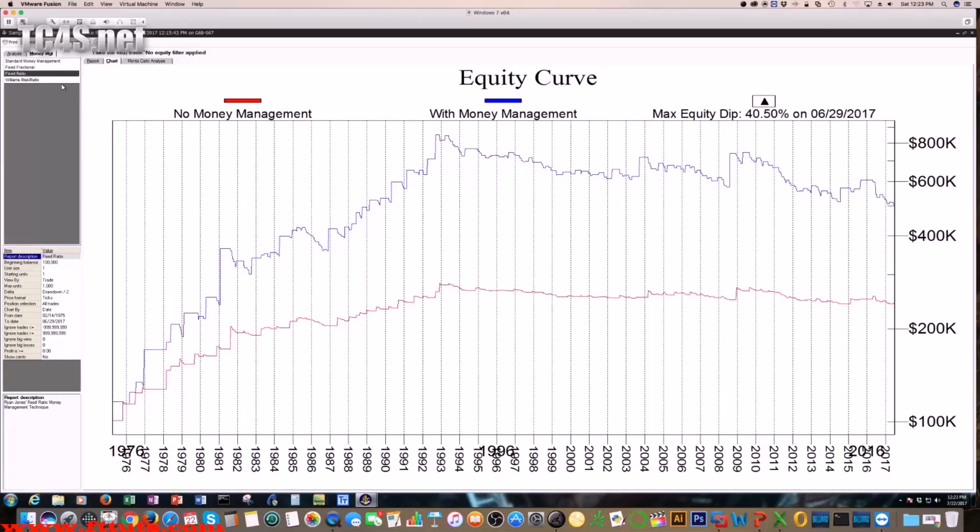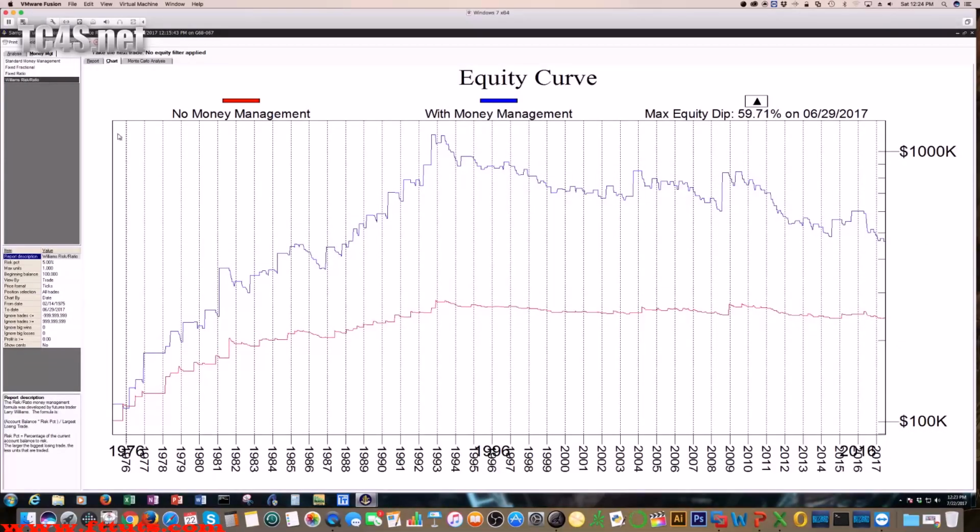Okay. Fixed ratio, we see that fixed ratio really outperforms. We moved from 400 to 600. We made an extra 200K just by doing a simple risk to outweighing reward. Okay. Williams risk ratio, same thing, except this looks like it's actually higher. Okay. So interesting stuff right there.